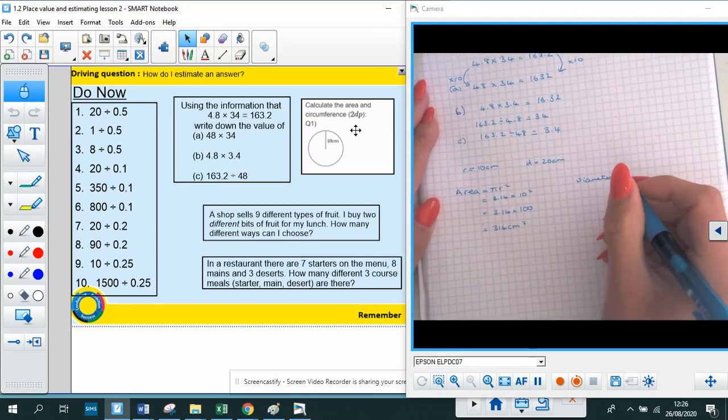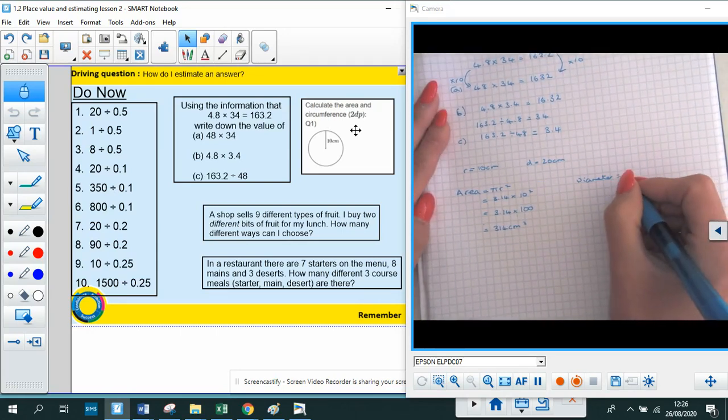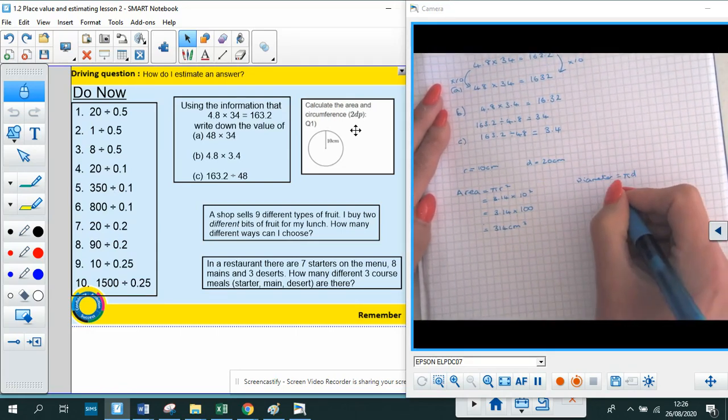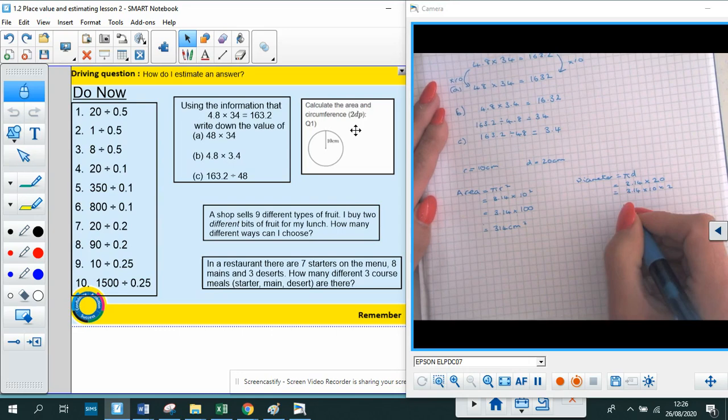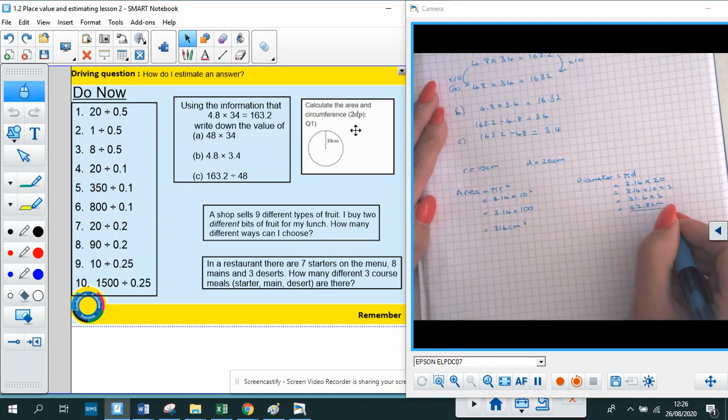Circumference, you should remember that formula from probably year 8, 9, pi d. Pi 3.14, multiplied by the diameter, which is 20. 3.14 times 10 times 2, 31.4 multiplied by 2, 62.8 centimetres.